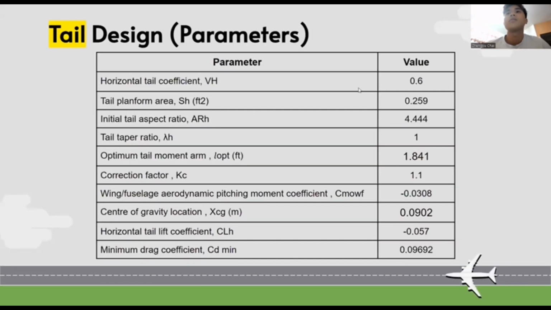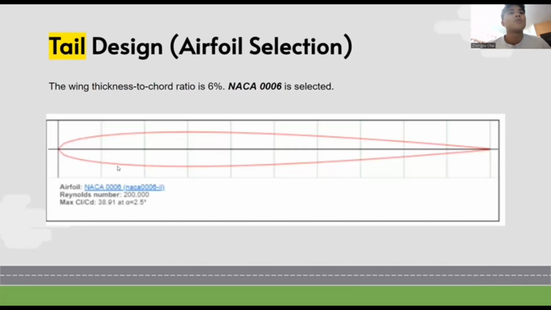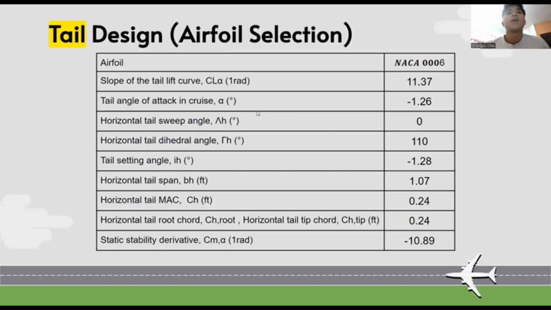And these are the parameters that we calculated in our report. The tail planform area is around 0.25 feet square, and the tail taper ratio is 1, which is the same as the wing taper ratio. After we calculate this, we have to select the airfoil, which is NACA 0006. The thickness is only 6%, which is lesser than the wing thickness to chord ratio.